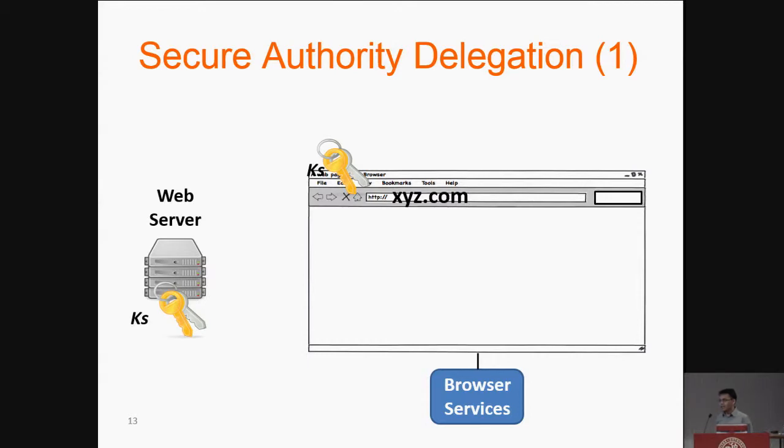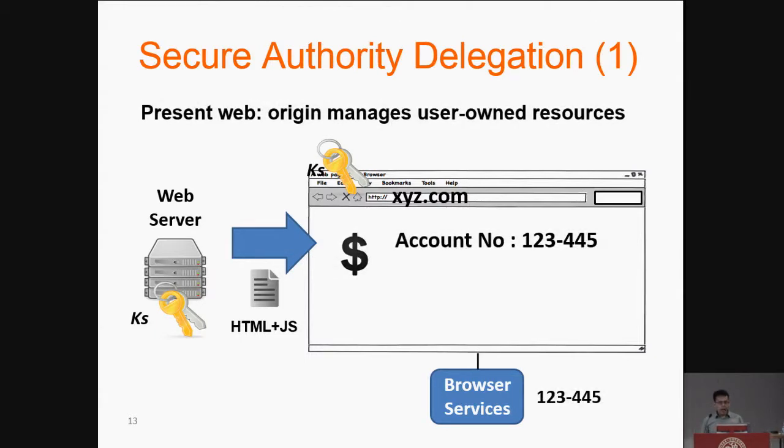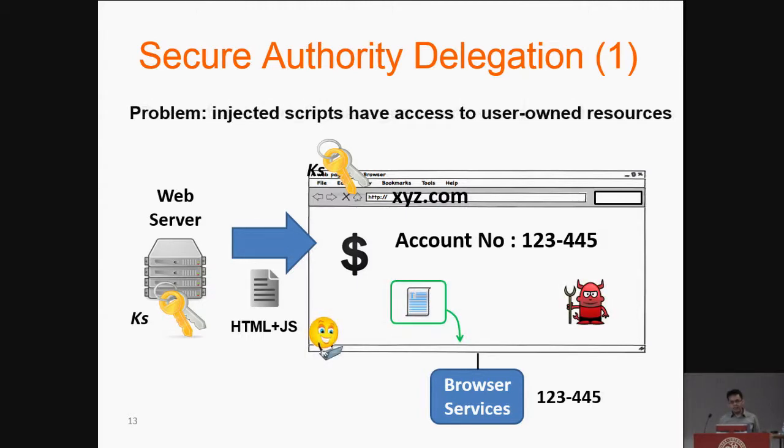Okay, once the user successfully authenticates himself to the web server, the web server needs to send application code to be run in the web browser. And typically, the web server will send this HTML and JS code, which gets rendered and processed in the web browser. And as I mentioned earlier, since this is run in the origin, a malicious script can also have access to this sensitive user data. The sensitive user data here is the account number, this one.